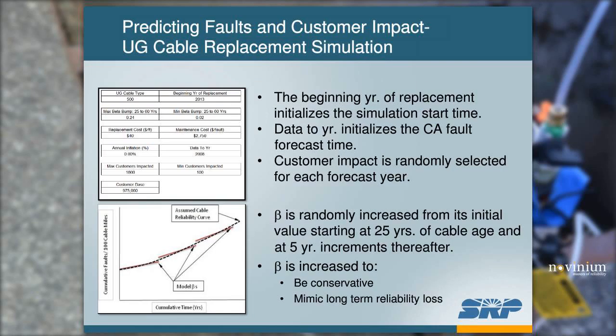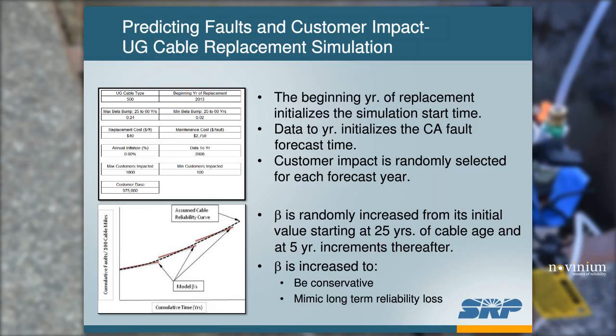The data in the middle is some information that is pertinent to the cable type, be it number 2, 4/0, or 500. It gives us some information on customer impact, some cost information. There's some information in there as far as setting the clock, as far as our forecast. But the main thing to look at here is what is referred to as the beta bump.